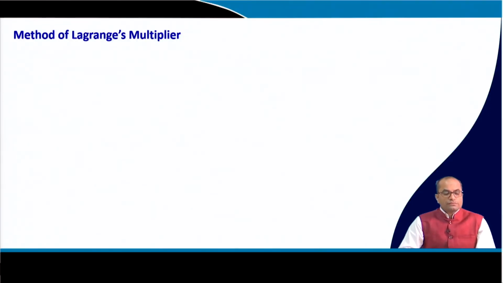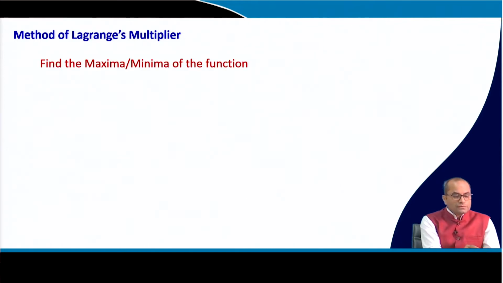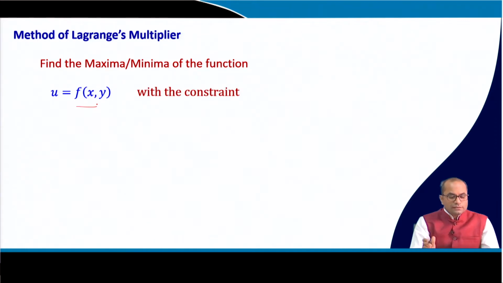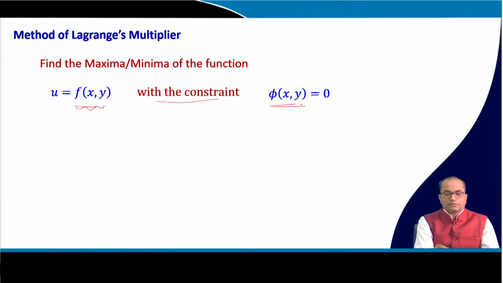So what is the method of Lagrange multiplier? Let's go into the details. Now the question is, find the maxima and minima of the function u equal to f(x,y), subject to a constraint, suppose phi(x,y) equal to 0. So we want to maximize or minimize this function f(x,y), but under certain restrictions on x and y.